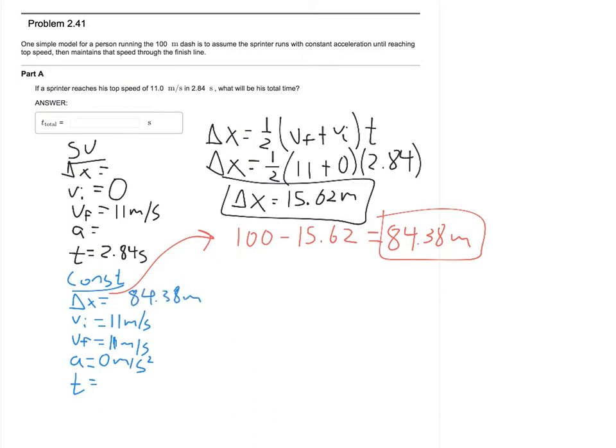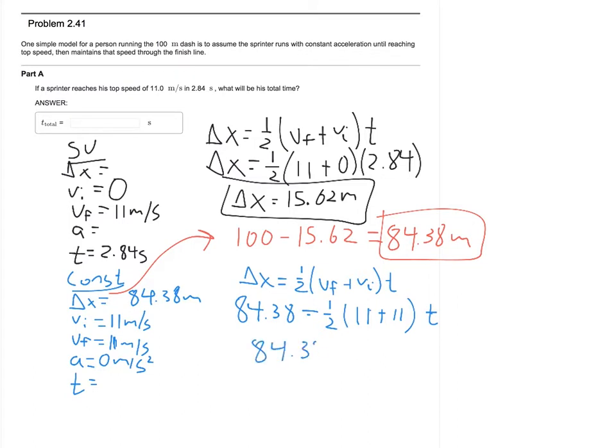And now that I have that, I can go ahead and solve for my time. So once again, I'm going to use that exact same equation. We do have other ways of doing this that don't involve using the same equation over and over again, but this is probably the easiest way for this particular problem. So what I end up getting is 84.38 is equal to 11t, and then when I divide by 11, I get that my time is going to be 7.67 seconds.